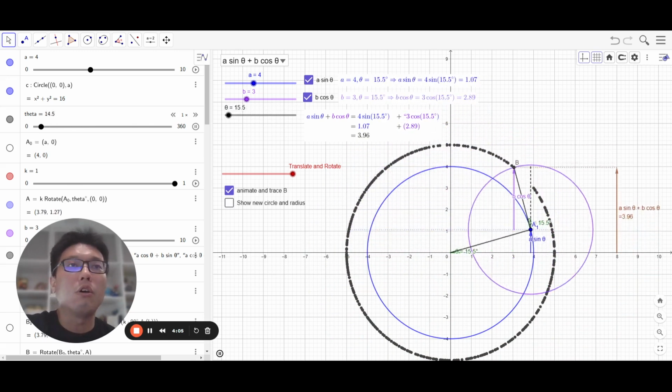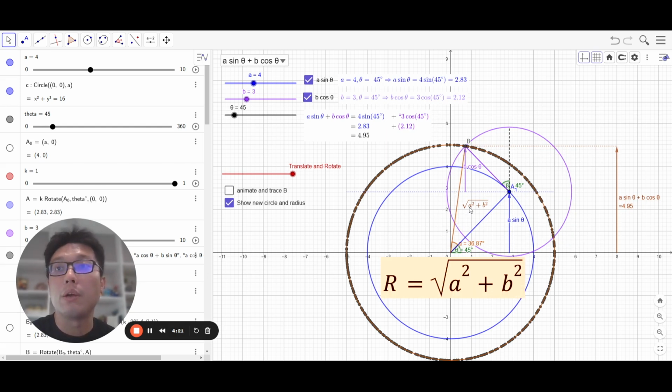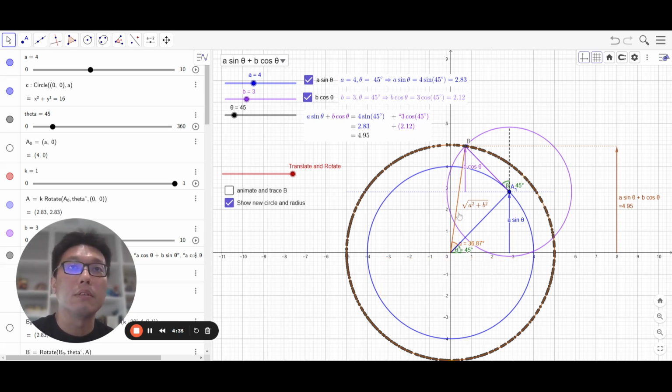What's the radius of this circle right now? To show us this new circle and its radius, I'll switch this on. What does it give me? It gives me this new radius, which is the square root of a squared plus b squared, the use of Pythagoras theorem on the two radii of the blue and the violet circles. So 4 squared plus 3 squared gives me 25. The root of 25 gives me 5, which gives me this new radius.